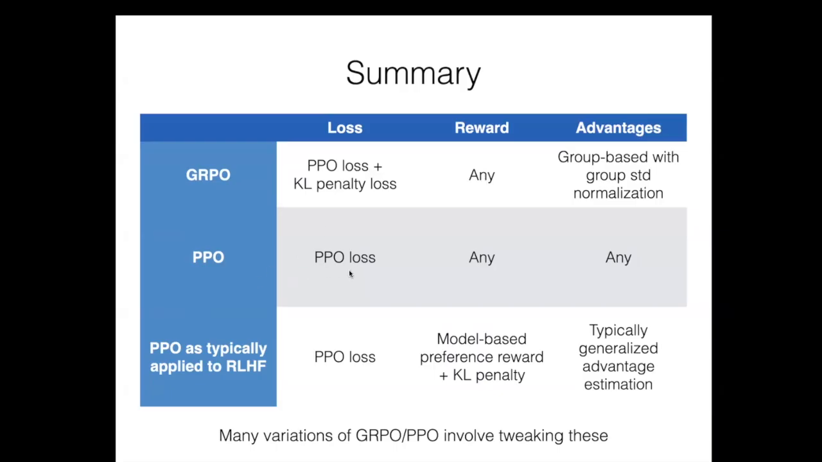PPO in its most general form would really just refer to using this PPO loss. Typically, when you see it referred to in different papers, or here specifically in this RLHF setting, that would refer to using this model-based reward, using the KL based penalty, and typically using this generalized advantage estimation, which we introduced in the previous class.